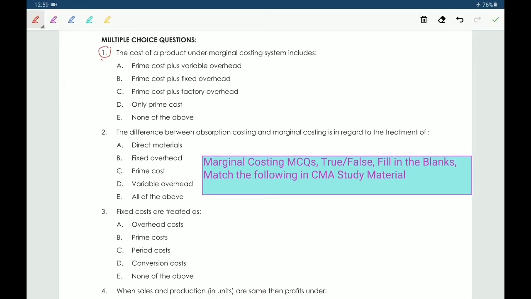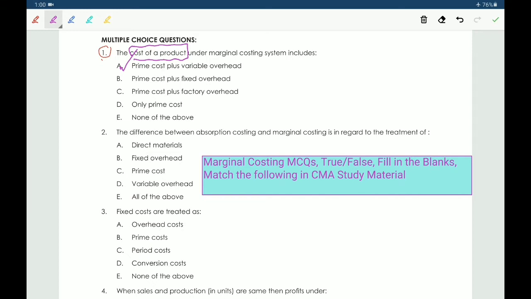The first one is the cost of a product under marginal costing system includes. Here asking cost of a product. Option A, prime cost plus variable overhead. B, prime cost plus fixed overhead. C, prime cost plus factory overhead. D, only prime cost. E, none of the above. The answer is prime cost plus variable overhead. Under marginal costing system, cost of product is prime cost plus variable overhead.